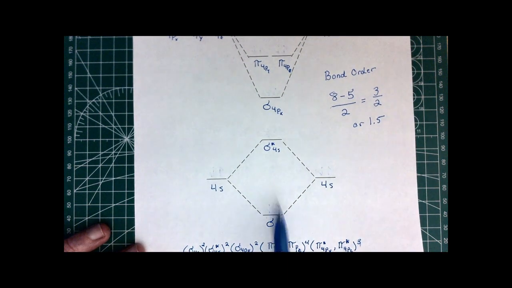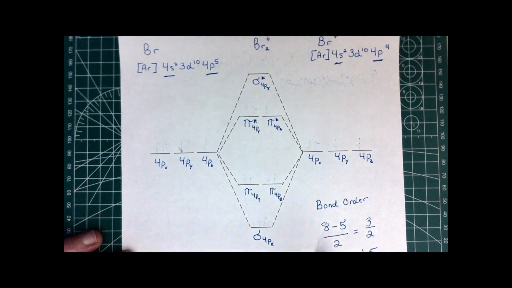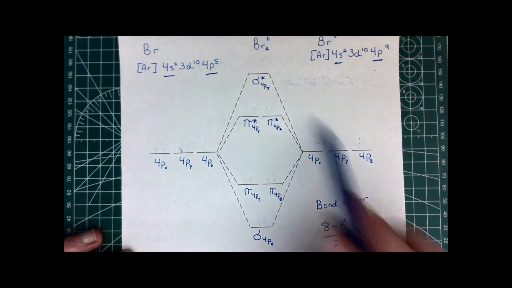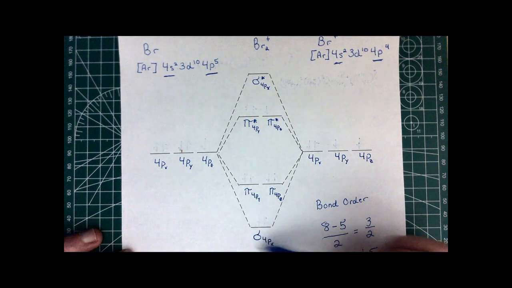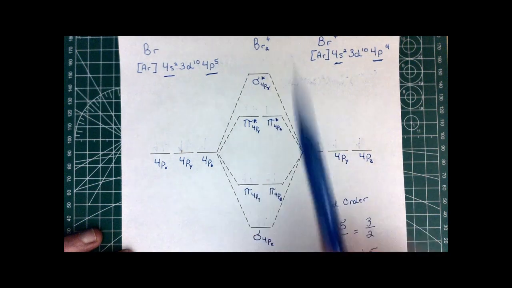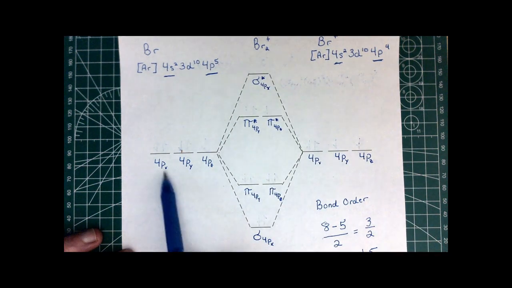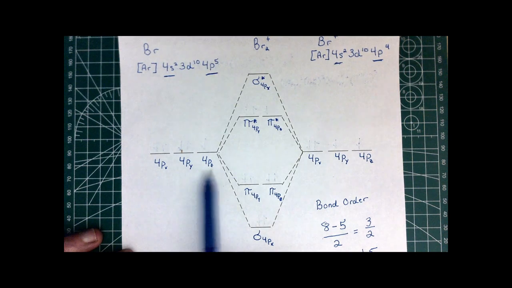Now I filled out the entire thing here, and you can see how we go about doing that. We have our 4s like we did before, our sigma 4s and sigma star 4s. Also note that we use the template where the sigma 4p here is below the pi ones, because we have an atom that is heavier than oxygen. And we have our 4px, 4py, and 4pz atomic orbitals.